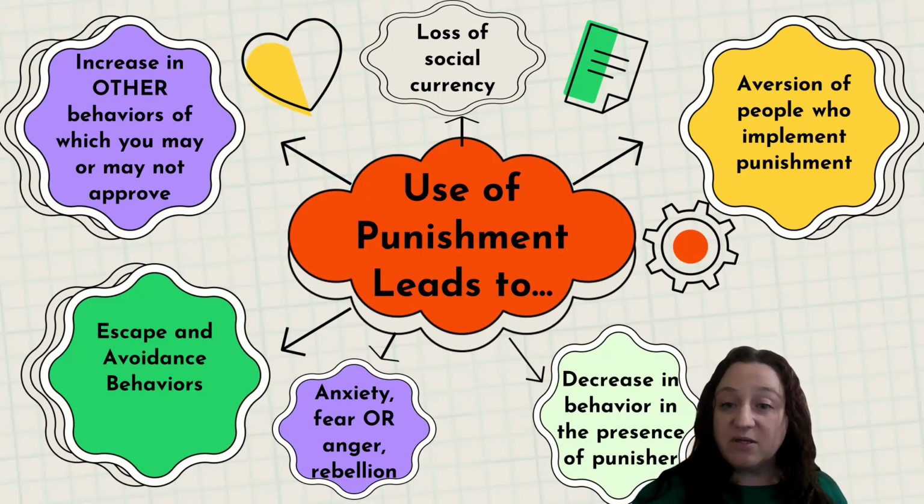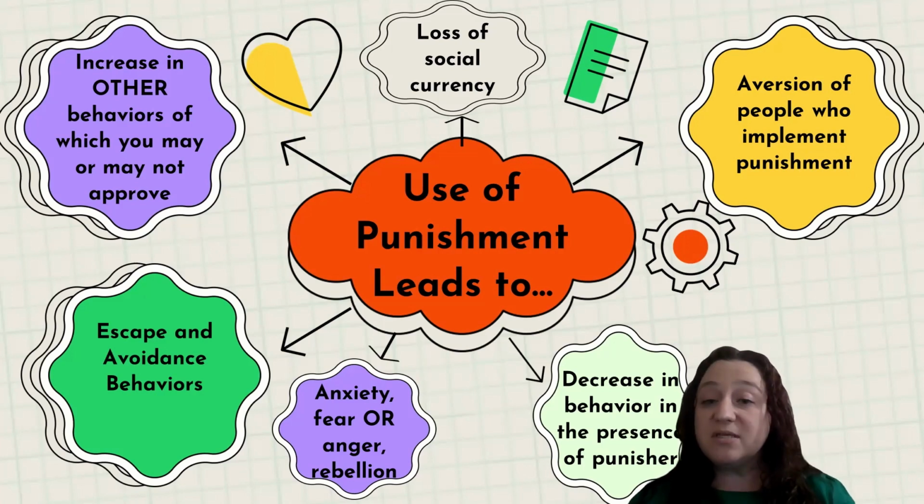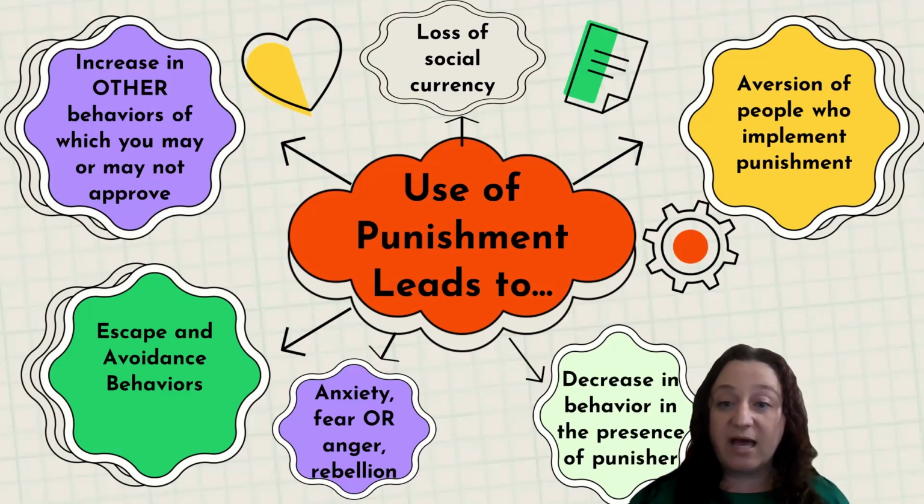Another thing that punishment could lead to is an aversion of people who implement punishment. And also in the green bubble, escape and avoidance behaviors. So think of students who are punished a lot in school, who might get a lot of detentions, or they might get extra homework assigned to them, or maybe the teachers have them write their names on the board every time they call out from class.